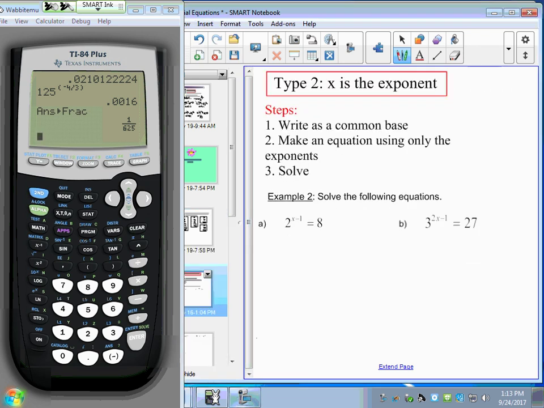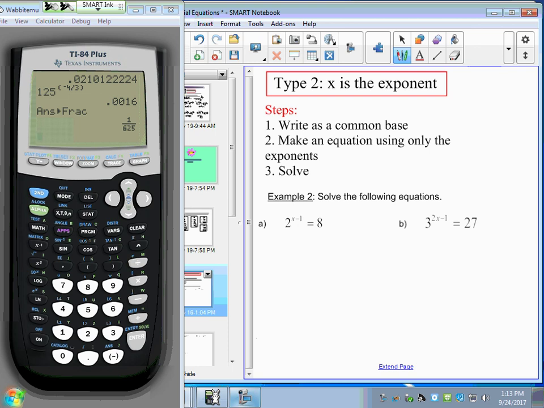All right, so we have some steps here. Notice that x is no longer the base, and that's what type 1 equations were. Now let's solve type 2. X is the exponent. So write as a common base, make an equation using only the exponents, and solve. So let's solve the following equations. What do these steps actually mean? So what it means is that we can rewrite some of these numbers using the same base. So 2 is already a prime number. We know that there's no way that we're going to be able to simplify that.